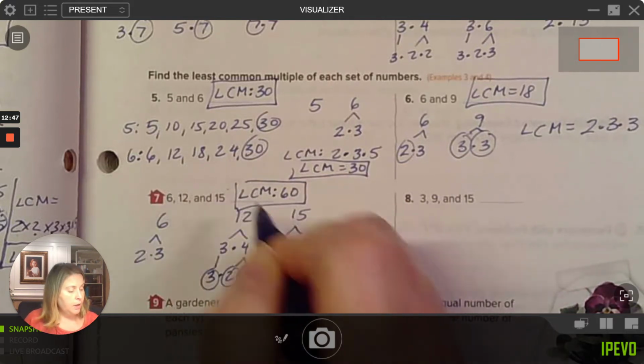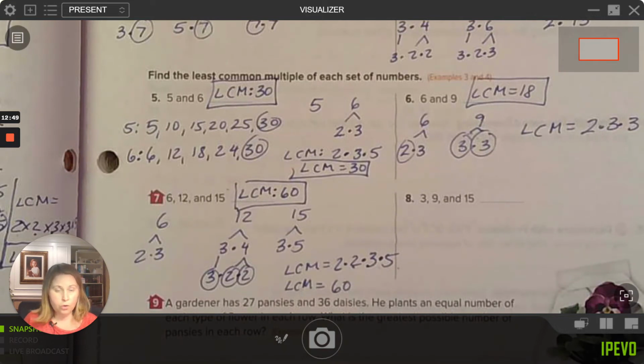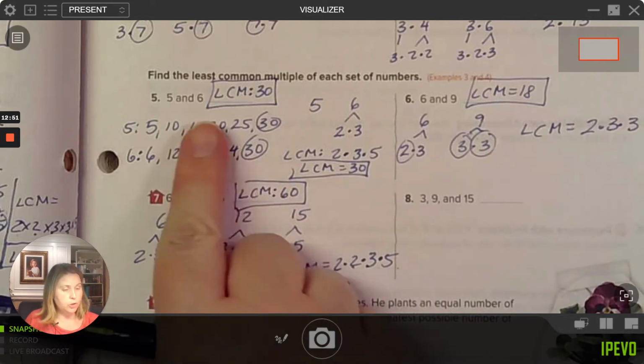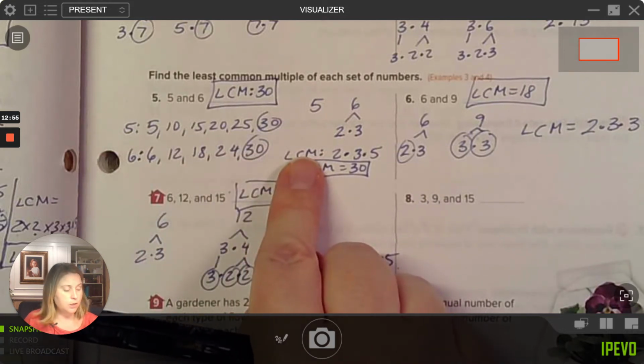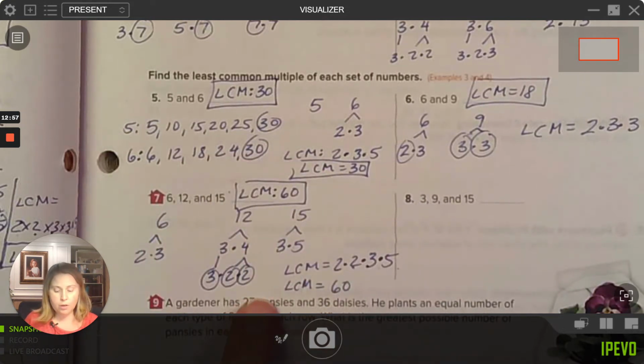Okay, and if you're not sure when you're working on your own problems, remember you can use this strategy to double check where you list the multiples until you become a little bit more confident with working with the factor trees. Okay, so then let's go ahead and look at number 8.